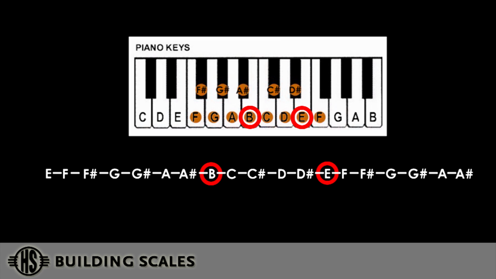So while a half step up from A is A sharp, a half step up from B is C, and a half step up from E is F. And this is just a naming convention. So this is just part of the foundation of Western music. So now with that understanding, let's build a scale.